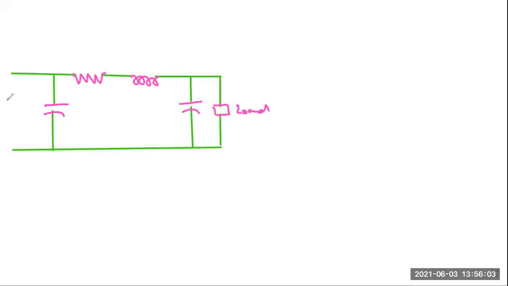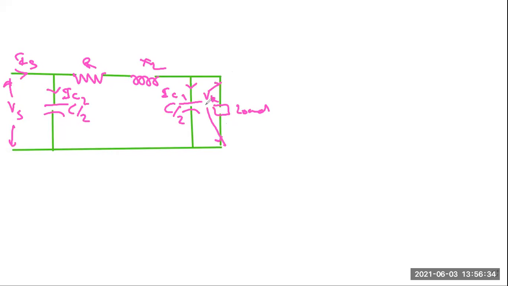So this is your load, this is your Vs, this is your Is, this is your C by 2, this is also C by 2, and this current is your IC2. This is R, this is XL, this will be your IC1, and this is your VR. Okay. So if we have to draw the phasor diagram, what will we do? So, the phasor diagram.